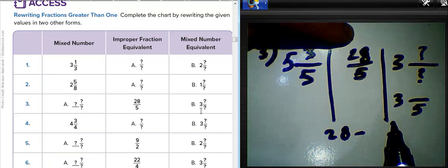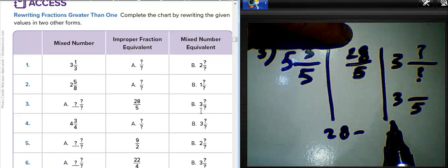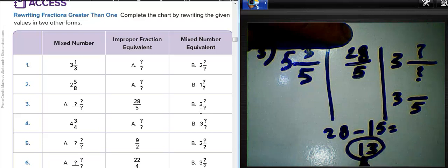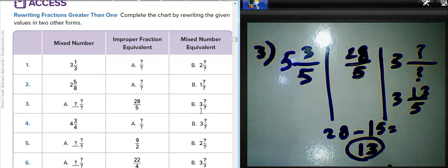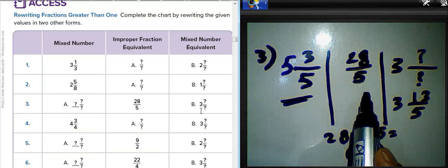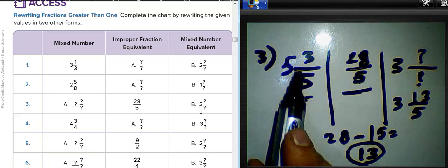Okay, this is 28. This is 28, okay? 28 subtract 15 equals what? 8 minus 5 equals 3, 2 minus 1 equals 1. So the result will be 13. It's okay to convert 5 and 3 over 5 to improper: 5 times 5 is 25, plus 3 equals 28.